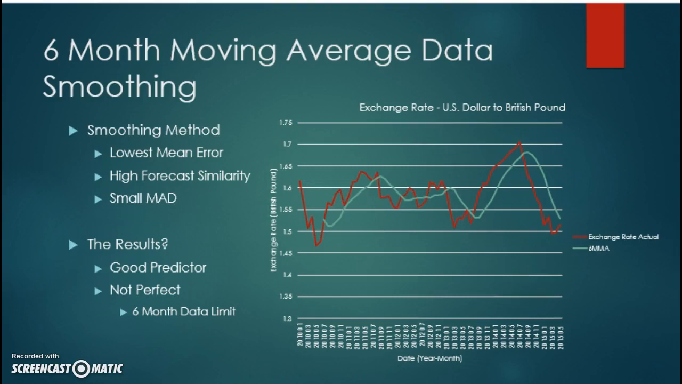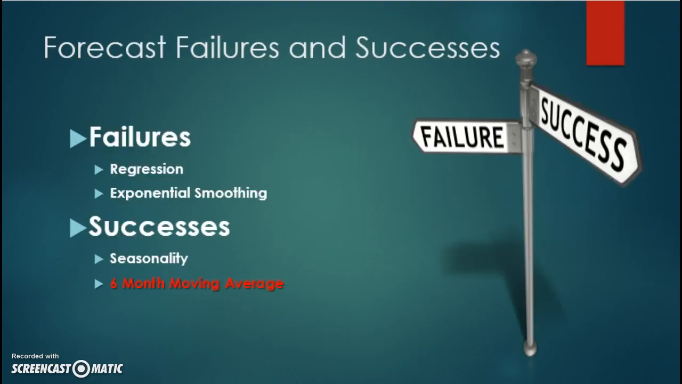So then we went ahead and moved on to 6-month moving average data smoothing. The moving averages method is the most widely used smoothing technique, and in this method the forecast is the average of the last X number of observations, where X is the most suitable number. This smoothing method, represented by the light green line on the graph on the screen, resulted in the lowest mean error, the highest forecast similarity, and the smallest mean absolute deviation. The result? A good predictor, but once again, not perfect. Why? Due to that 6-month data limit.